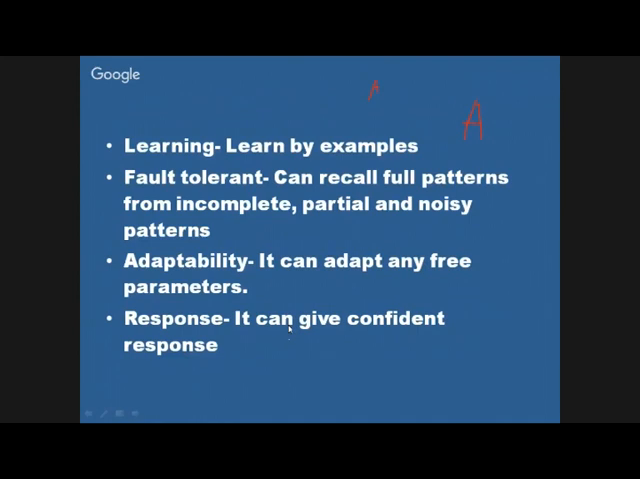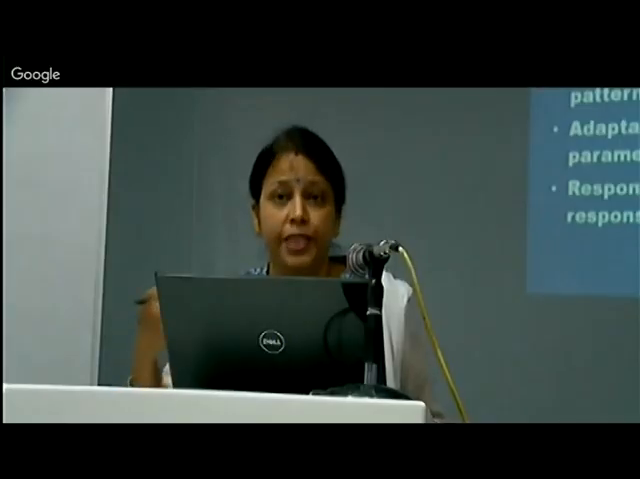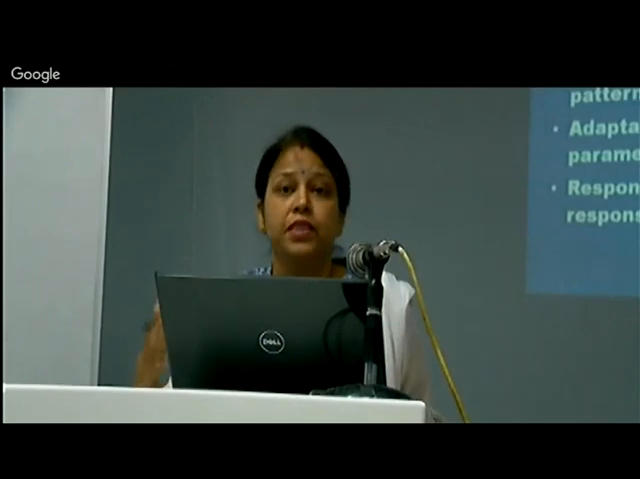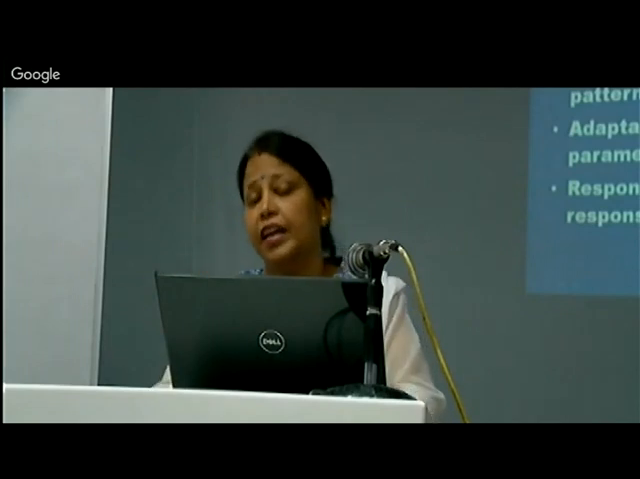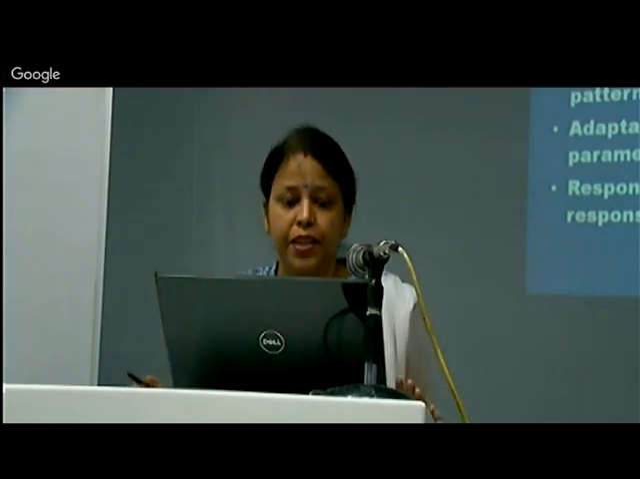Response: it can give a confident response. If you give more examples, you are confident that the output from your neural network will be accurate. It can be 99.5% accurate, even 99.7% accurate. In some research examples, if we use neural, fuzzy, and optimization techniques to reduce the error, we can find 99.7% accuracy in some problems. But that depends first on your database, which should be huge.